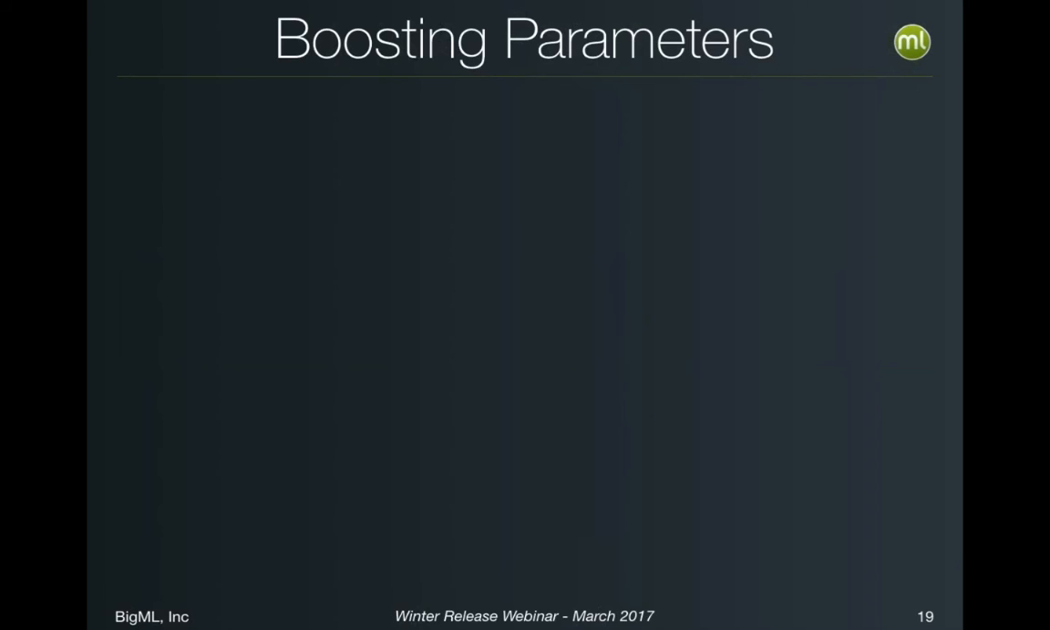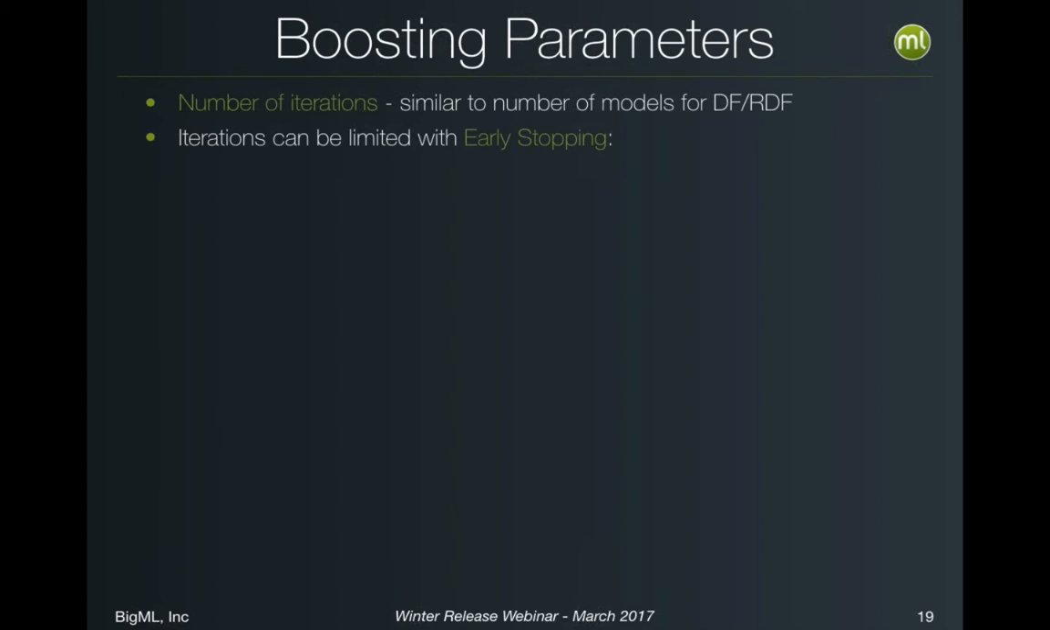So what about these boosting parameters? So the first is this number of iterations. And again, this is sort of similar to the number of models that you're going to get for decision forest or random decision forest, except that it isn't exactly the number of models, right? But it's a similar idea. It's giving you some measure of the complexity. And the caveat here is that the iterations can be limited with this early stopping criteria, which is actually what's biting me right now. And I'm going to explain that a little bit better.